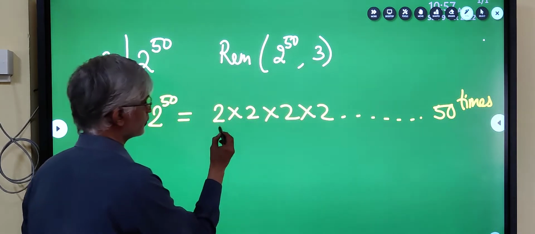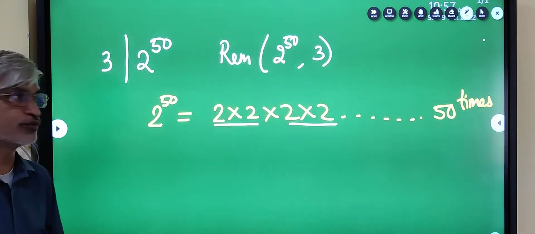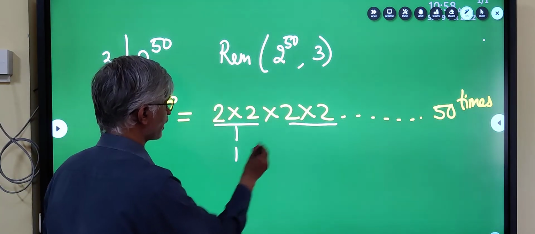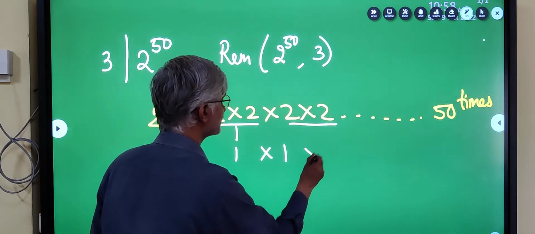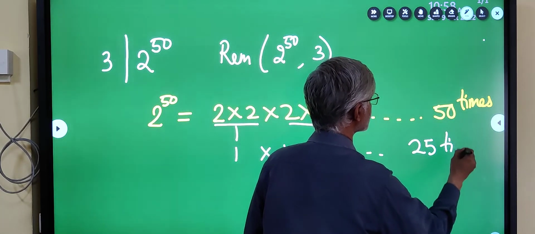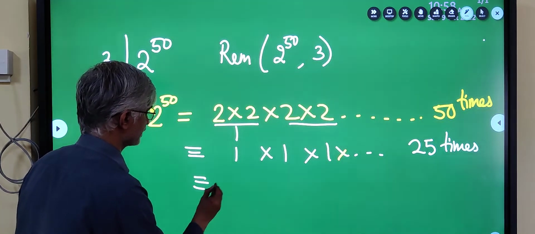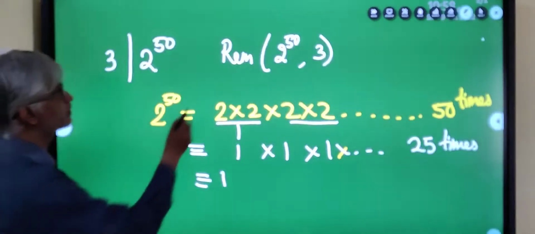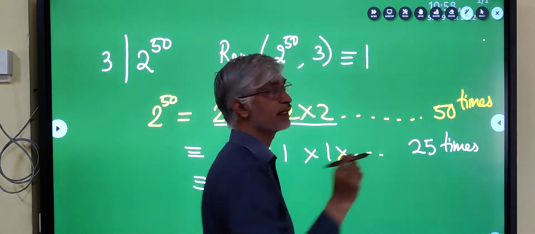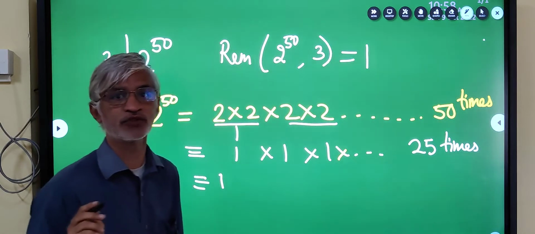Now this also, it helps to pair it up. Now 2 into 2 is 4, and 4 leaves a remainder of 1 when you divide by 3. So the remainder of 2 into 2 is 1, this 2 into 2 is also 1, so you can keep multiplying 1, and since we have paired it up, this is 25 times, and this is nothing but 1. And therefore we conclude that the remainder of 2 raised to 50 when you divide by 3 is 1, and mind you, we've used the theorem that we learned today.